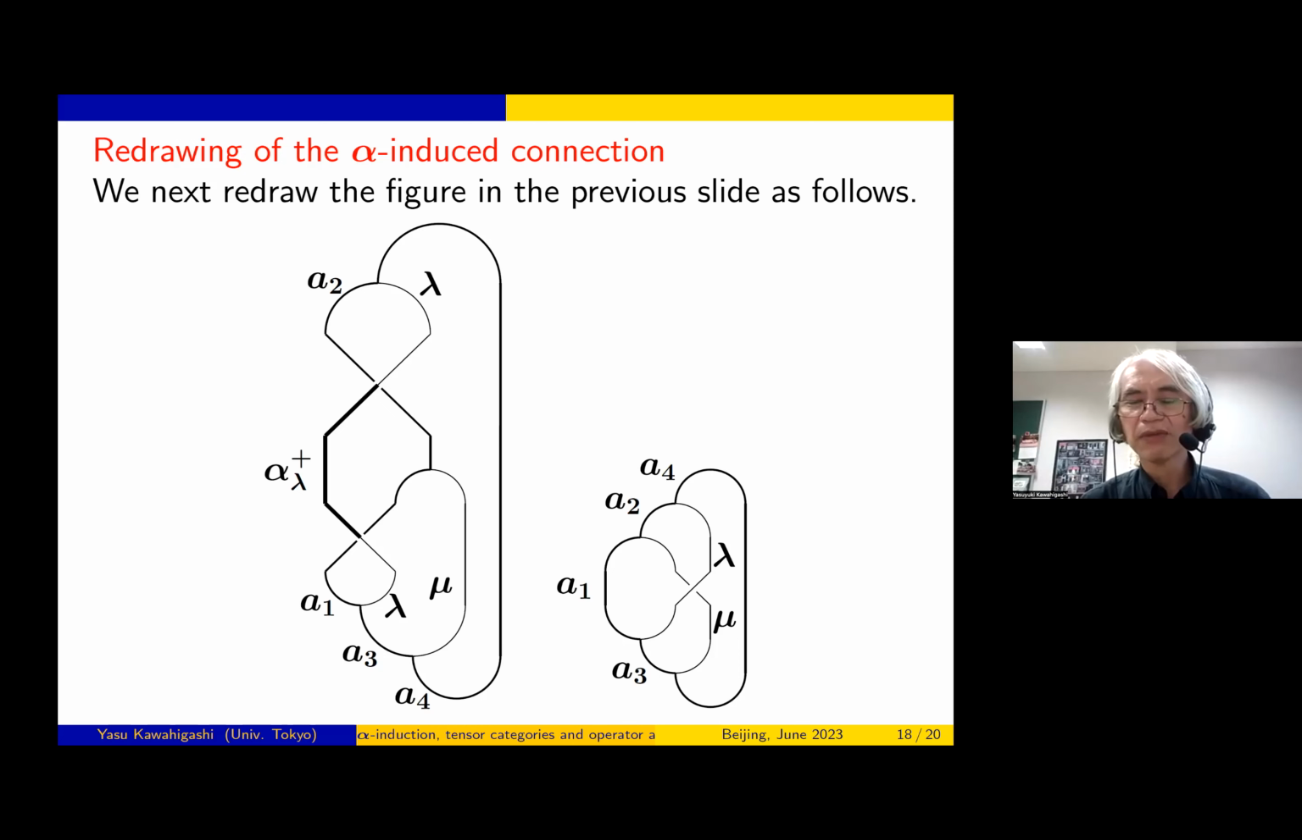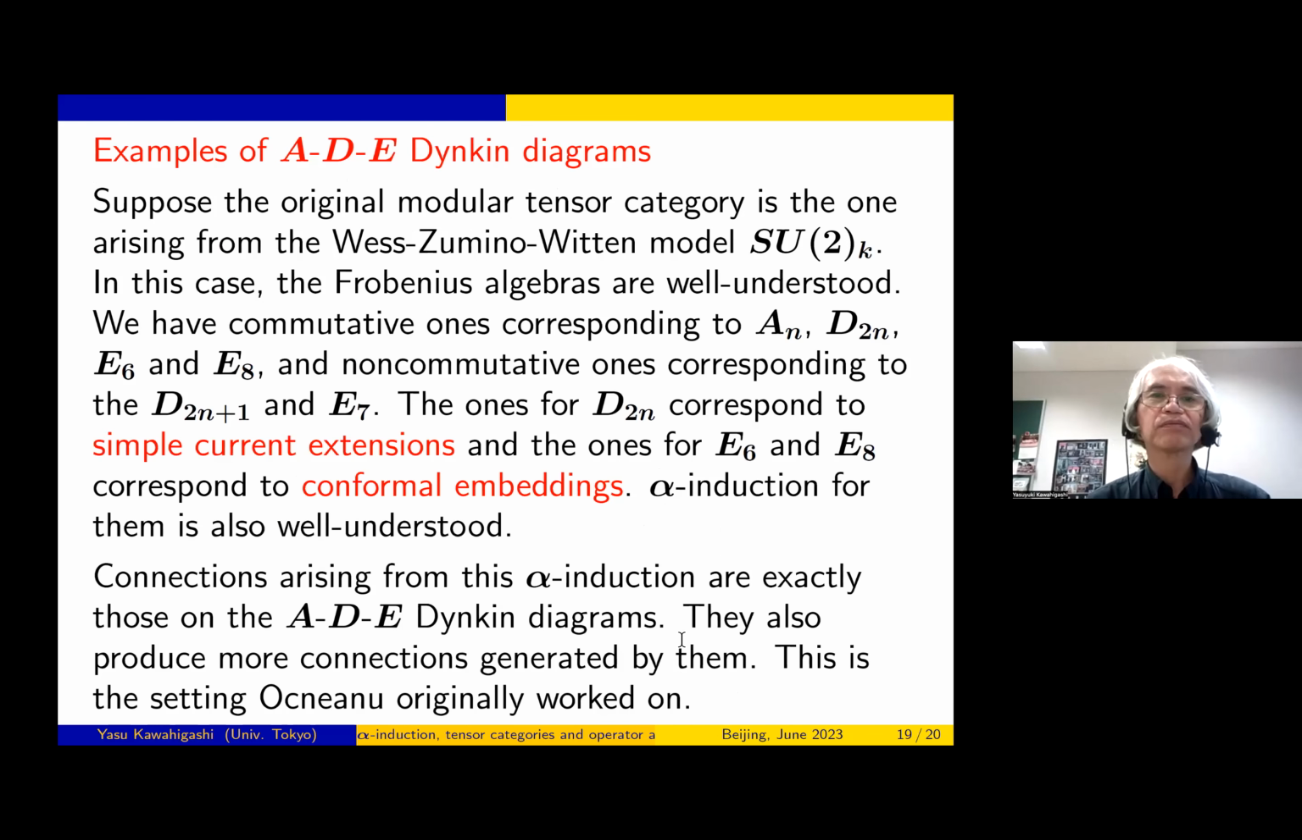So something like a quantum 6J symbol, but here we now use braiding. So using braiding, we can make this new picture with crossing. So we have A1, A2, A3, A4, and also lambda and mu with a crossing of lambda and mu. So this is a new kind of 6J symbol, but with crossing. So this is our new picture for a kind of 6J symbol, and this is really a picture for alpha-induced connection. So the passage from the standard quantum 6J symbol to this new picture is really a passage from an ordinary connection to a new connection arising from the alpha induction.